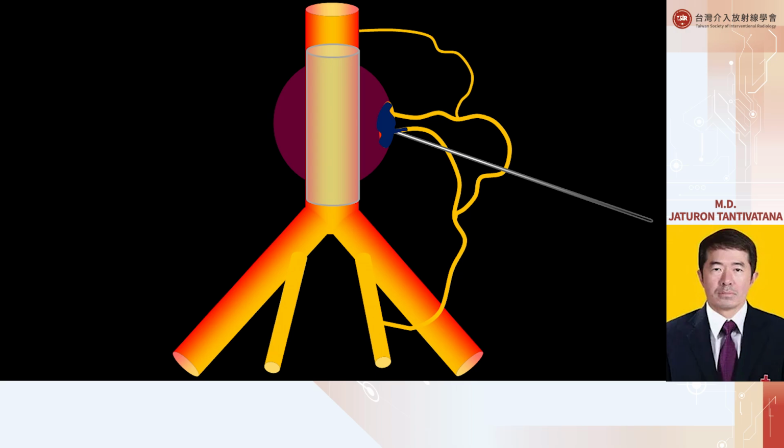Sometimes, if you position the needle properly, you can use just a little amount of Onyx to cover most of the branches. But sometimes you cannot reach the pocket that is close to the feeder. Sometimes you have to inject quite a lot of Onyx to have a good reflux back into the feeding arteries.